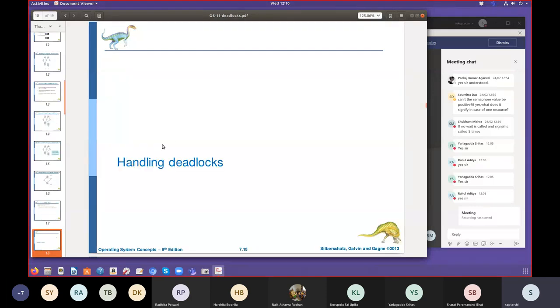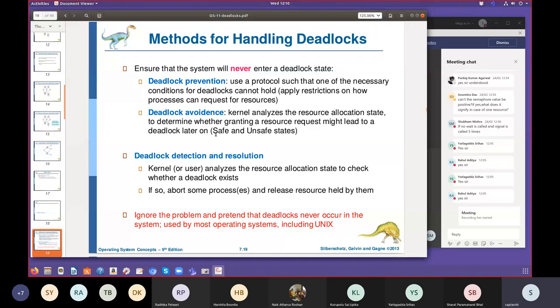Okay, so this is how we have characterized deadlocks. Now we have come to handling deadlocks. That is our main point of discussion for today. We ended with this slide where we said there are three broad approaches to handling deadlocks. One is to ensure that the system will never enter a deadlock state. This is usually called deadlock prevention and avoidance, which we will discuss today.